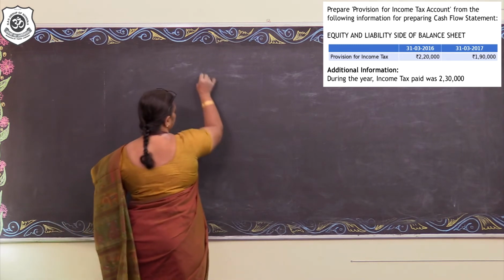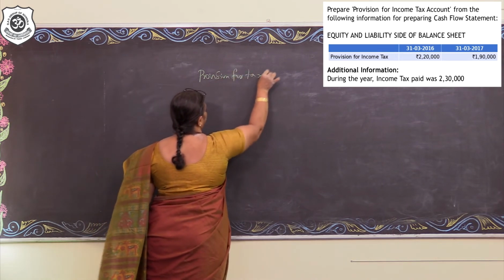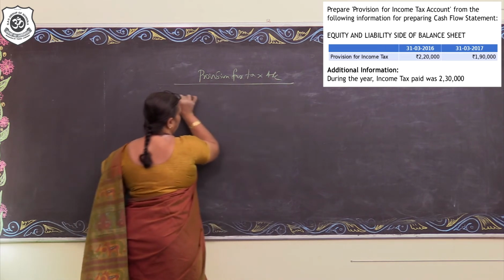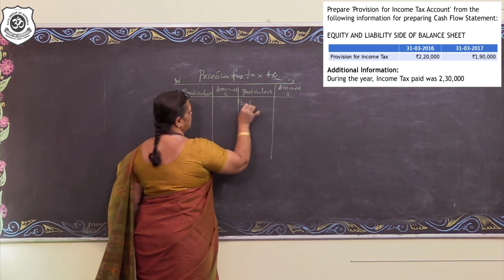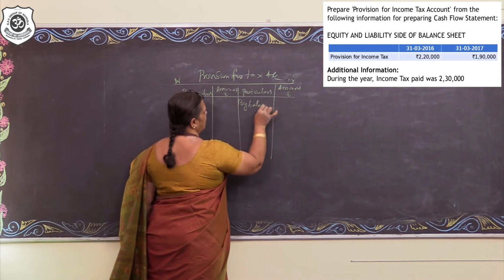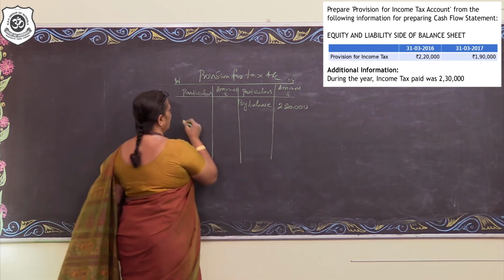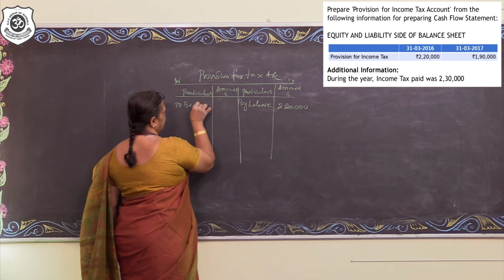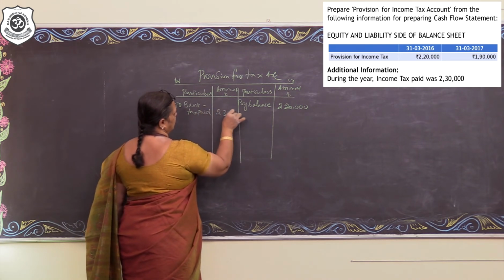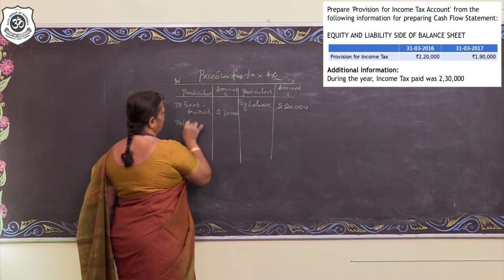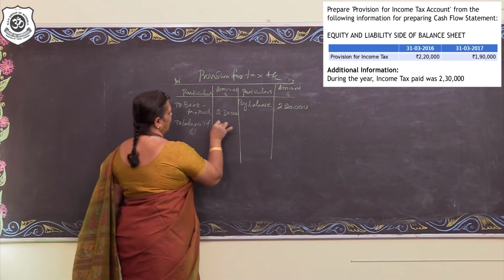Now we are going to open provision for tax account. What is the purpose of preparing this account? To know how much of tax is provided during the year. So, by balance brought down. Please remember, any provision is a liability. Therefore, we start with by balance brought down 2,20,000 rupees. Then to bank, tax paid given to you in the question 2,30,000. To balance carried down, that is a closing balance, which is 1,90,000.